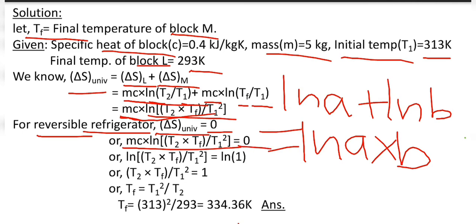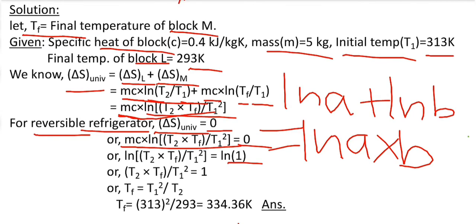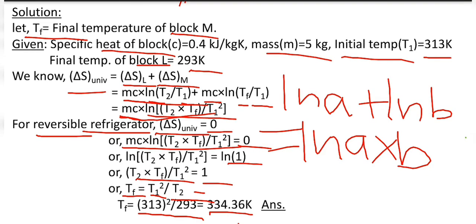We know, friend, ln of 1 is equal to 0, so it is replaced by ln 1, and now T2 into Tf divided by T1 square is equal to 1, and from here Tf is equal to T1 square divided by T2. The values of T1 and T2 are known, so by putting these values we get the final temperature of block M, which is equal to 334.36 Kelvin, which is our final answer.